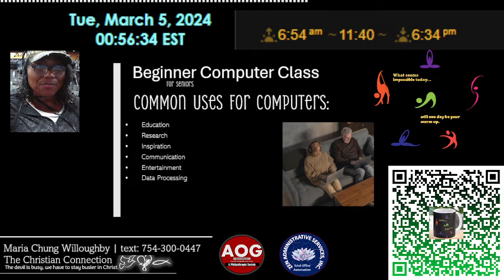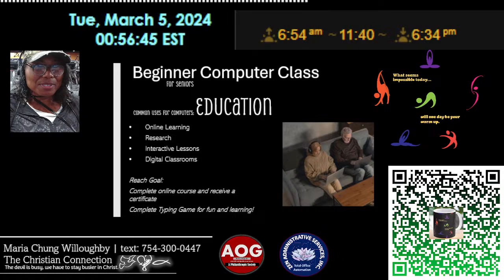Some common uses for computers. Computers are used for education, research, inspiration, communication, entertainment, data processing, and administrative things. The first thing that we'll discuss a little bit are the common uses for computers: education. Through education on the computer, you can get online learning, some research. There's interactive lessons and digital classrooms.